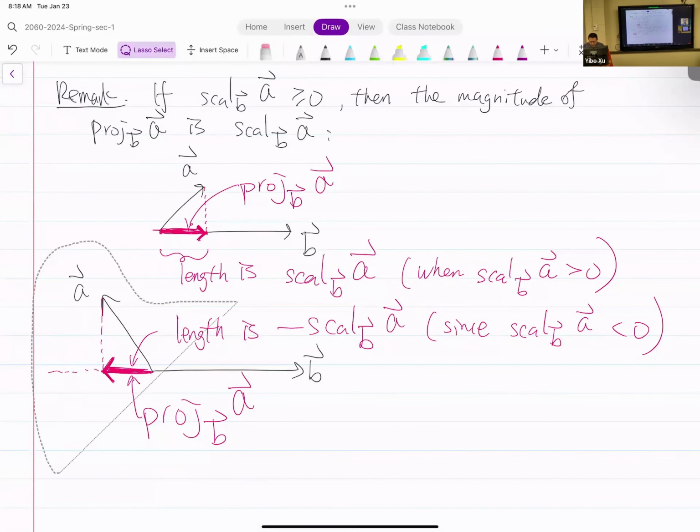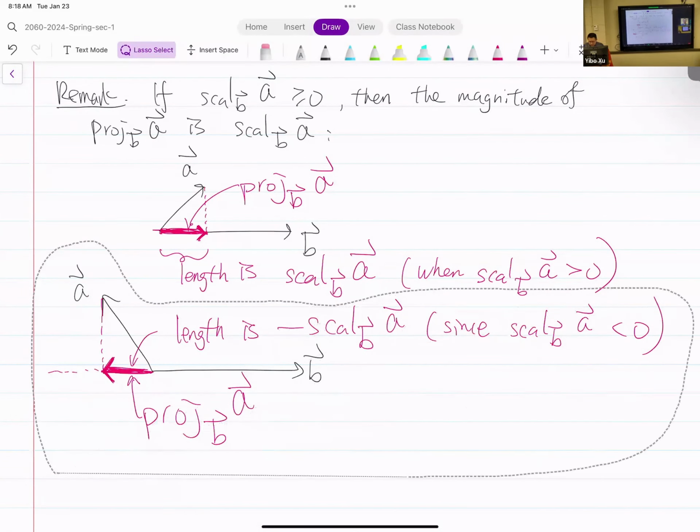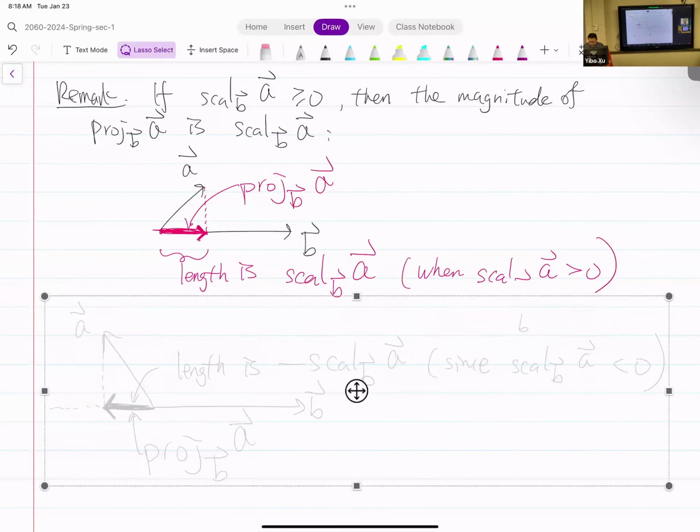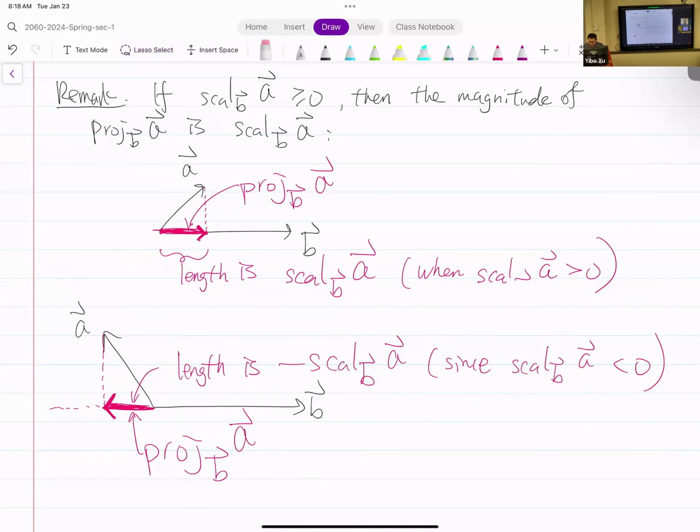I think a little bit more space between these two figures. So it's good. That's actually the last comment of this section.